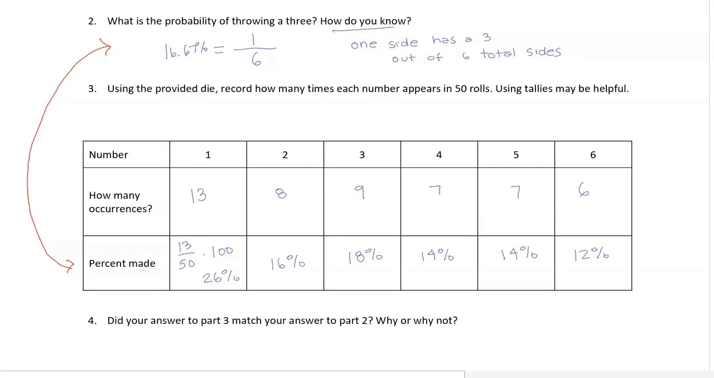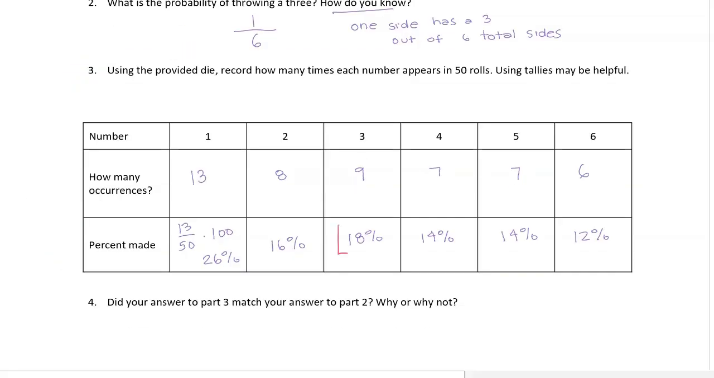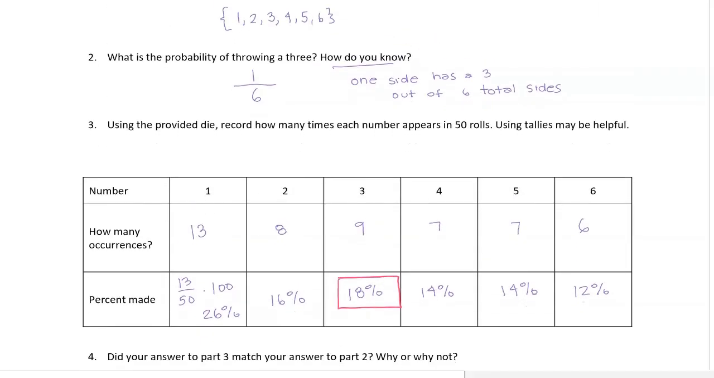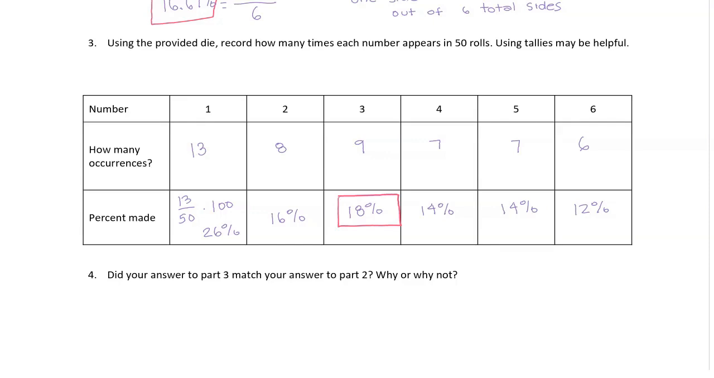Question 4 is asking us to compare the answer that we got in problem 2. In part 3, we got 18%. And in part 2, I got 16.67%. So problem 4 is saying, did these answers match? And they do not. And it also asks us why or why not. I'm going to leave that for you to think about why they don't match.